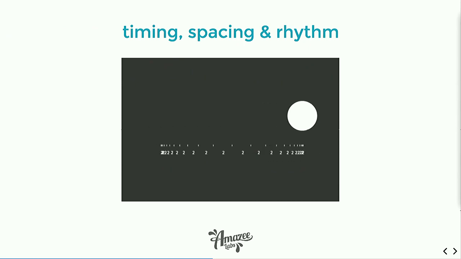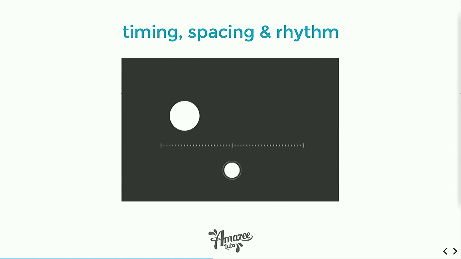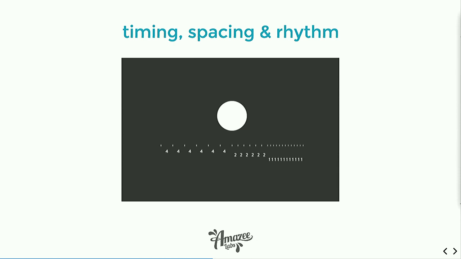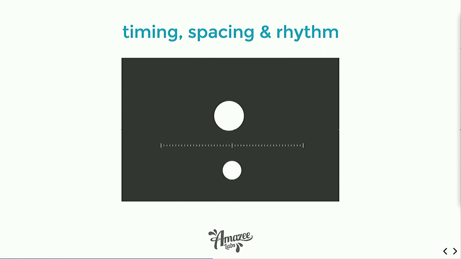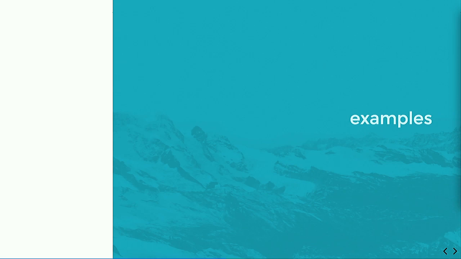Timing, spacing, and rhythm. This is the amount of time it takes for an action to happen and the changes in speed over the duration of an action's timing. This also makes animated objects appear to obey the laws of physics, and it can establish mood, emotion, and reaction.